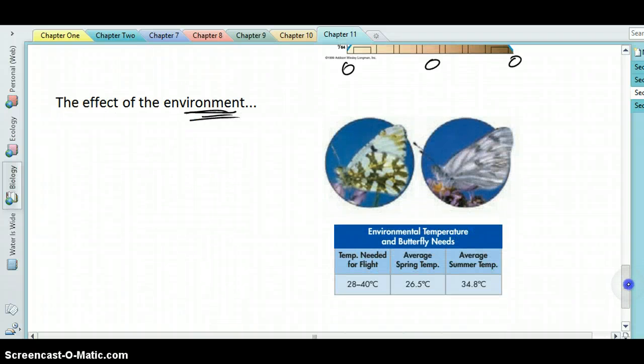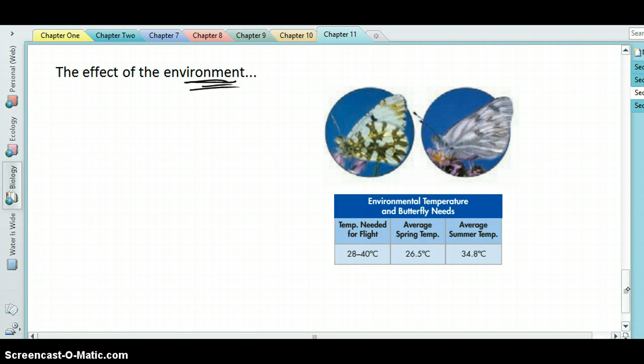Here's an example from the book of these butterflies, and they are a population of butterflies where individuals hatch out at different times of the year. Some are hatching out early in the spring, some later in the spring, some later in the summer. And individuals within the population can have the same genotype, but that genotype can be expressed in a different way depending upon when they hatch out. When they hatch out earlier, they tend to be darker, and when they hatch out later, they tend to be lighter. And why is that?